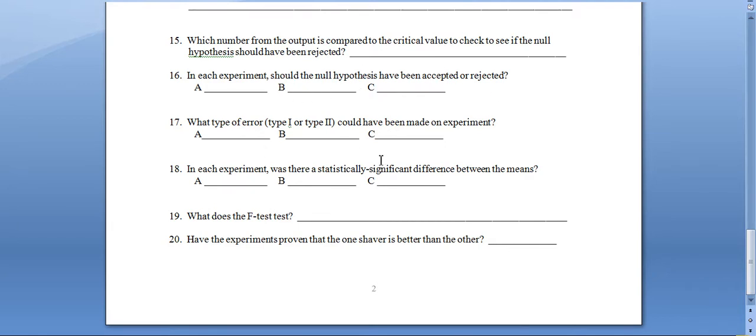Accepting or rejecting. What type of error goes with accepting? Which type of error goes with rejecting? What do we mean by significant difference? Is that when we accept or reject? F-test. And have we proven anything? Well, we really never prove anything in statistics.